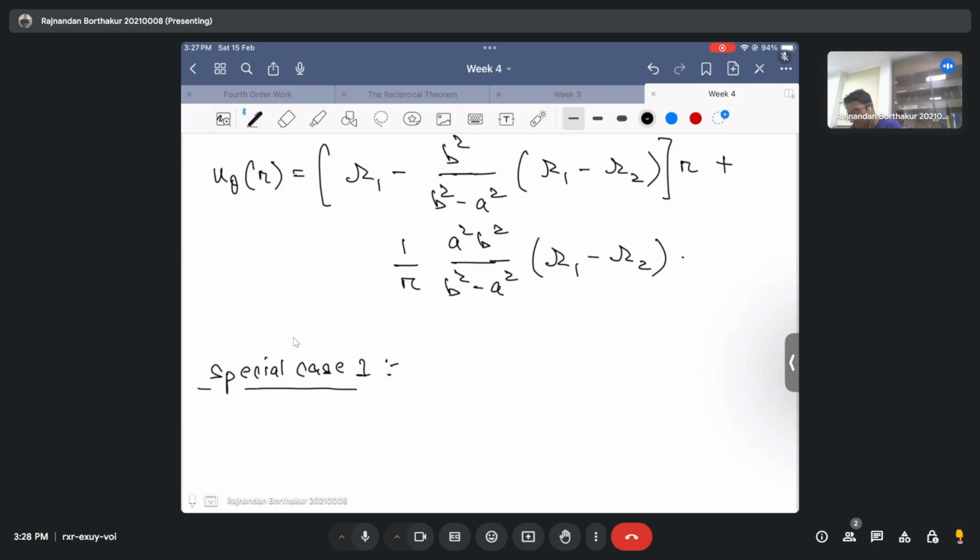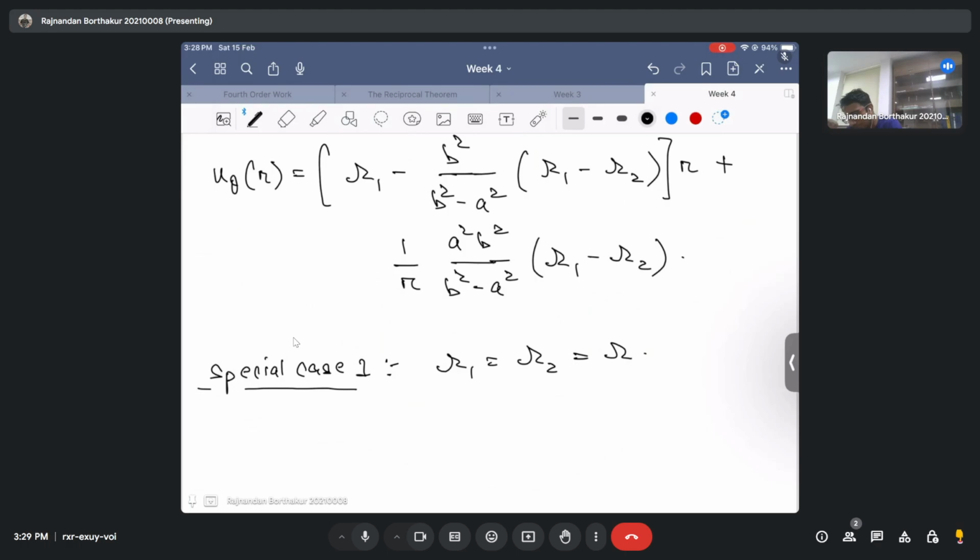So the first special case is, we will say that my omega 1 is equal to omega 2, and this is equal to some omega. We want to look into the scenario in which both cylinders have the same angular velocity, that is, the first cylinder and the second cylinder are rotating at the same angular velocity. We want to explore that scenario. And this same angular velocity I would say is some omega, which is a non-zero quantity.